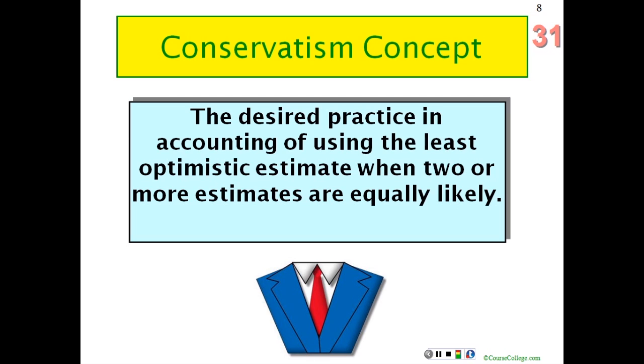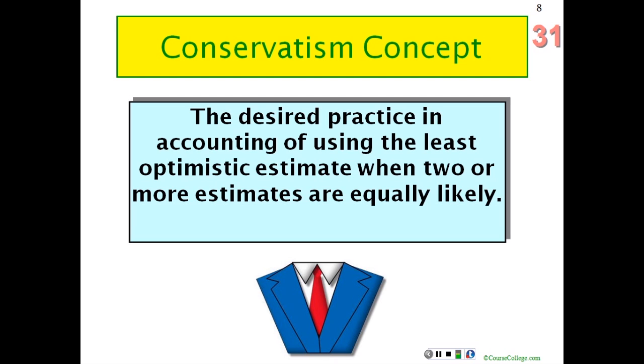Second idea, broad conceptual idea or principle, conservatism. In accounting, you're supposed to say to yourself, if there are two equally likely outcomes, this could happen A or that could happen B, they're equally likely, and I don't know which one's going to happen, you're supposed to pick the one, if you're using it to make a decision about the accounts, that makes the firm look the worst.